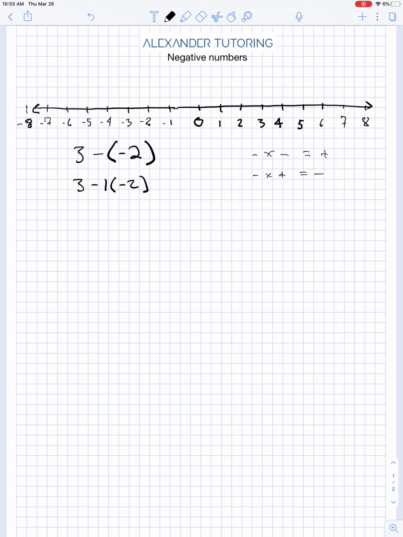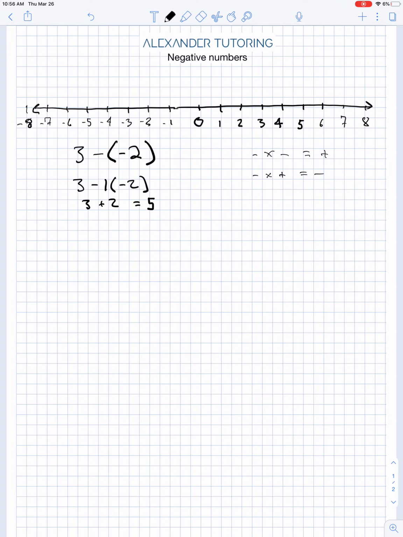And you'll notice, what does our order of operations say to do first? PEMDAS, we'll do that in a later video, but multiplication is done prior to addition and subtraction. So the first thing we need to do is the negative 1 times the negative 2. A minus times a minus is a plus. 3 plus 2 equals 5.